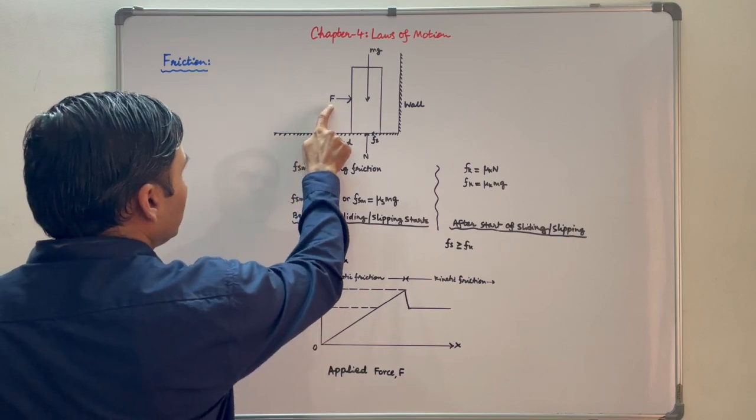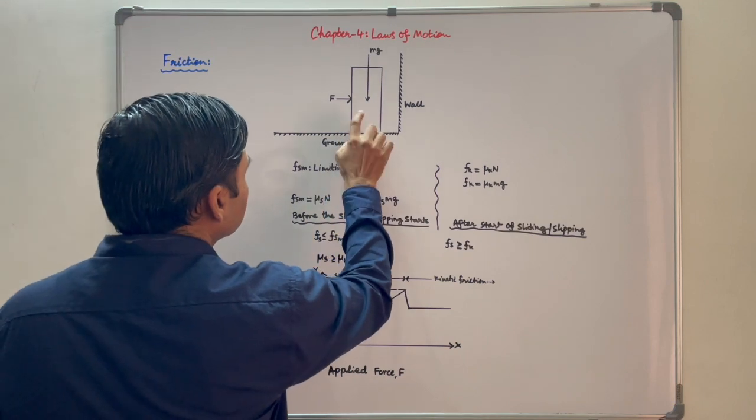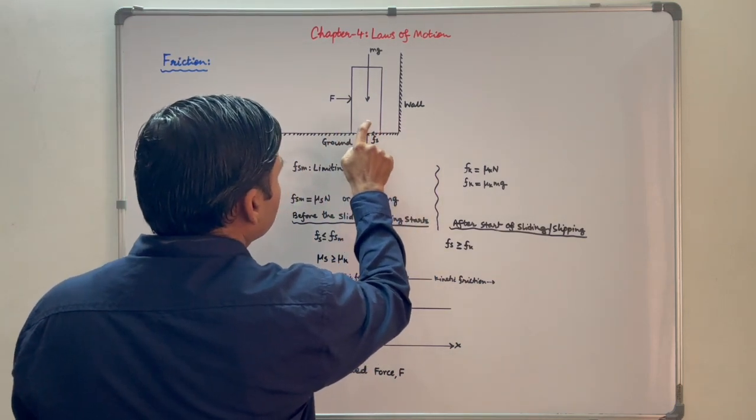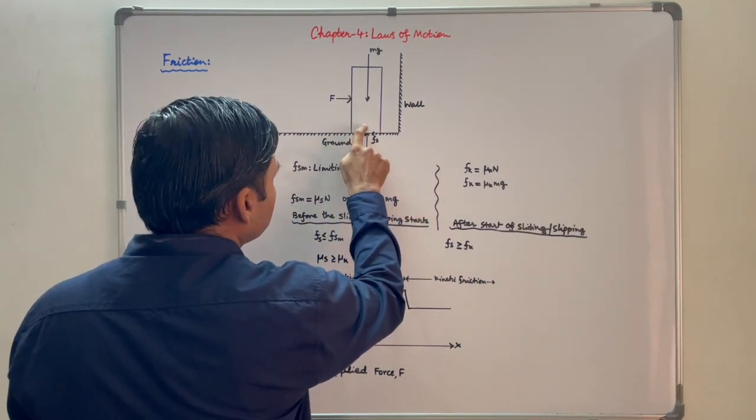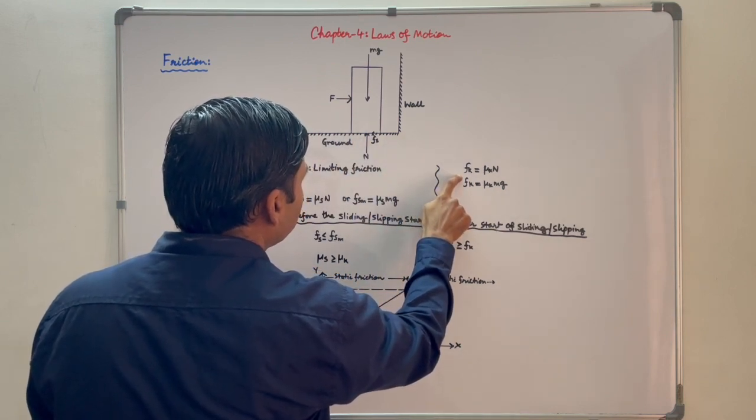If the value of applied force is more than limiting friction, then this object starts sliding. When the object starts sliding, the friction force is called as kinetic friction. It is represented by Fk.